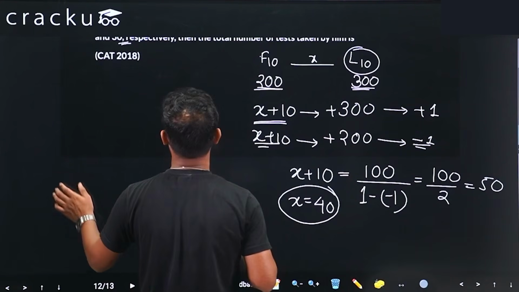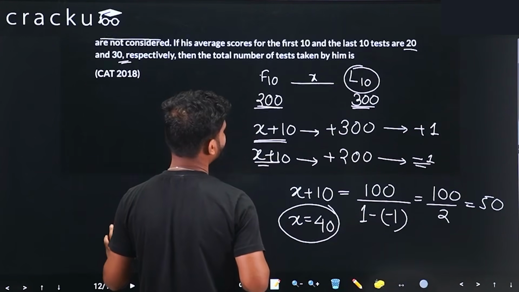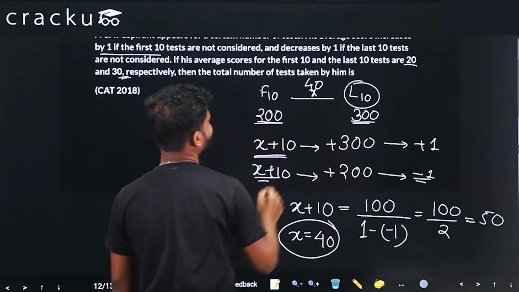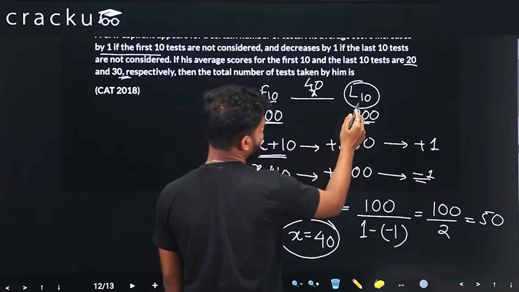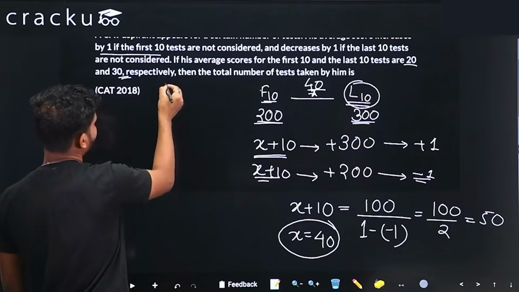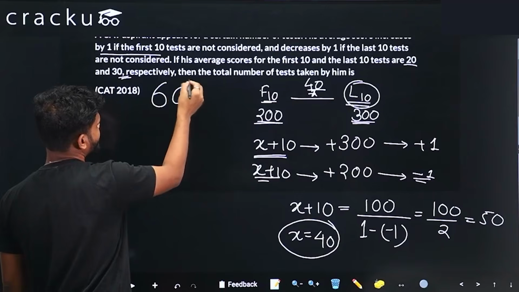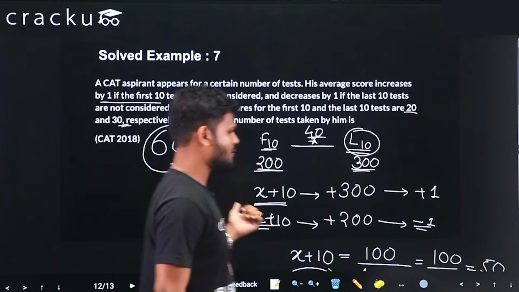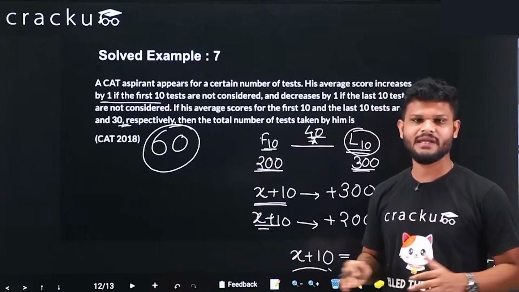What are we asked? We are asked the total number of tests taken by him. So if x is 40, then the total will be first 10 plus last 10 plus 40. So 10 plus 10 plus 40 will be equal to 60. So 60 should be the correct answer in this case. So this is how you solve this question without forming any equations.